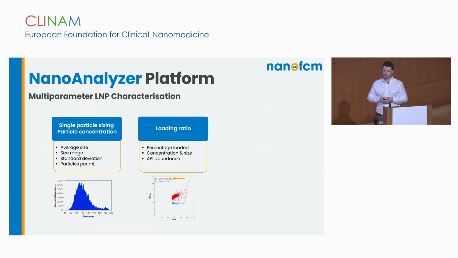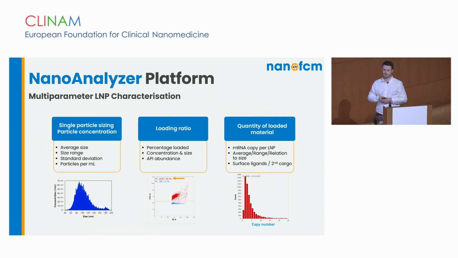We can then build on that with, and these are the sort of more unique, the more novel data points that we can provide, is this loading ratio, where we can show the percentage of loaded particles versus those that are empty, as well as the concentration and size of those subpopulations within the whole sample. And then we can also look at the quantity of that loaded material, so the mRNA copy per LNP. And you can see here that sort of frequency distribution where we're showing the copy number across the whole sample.